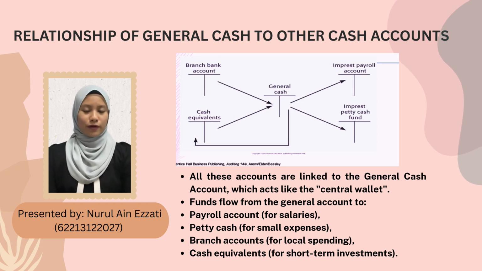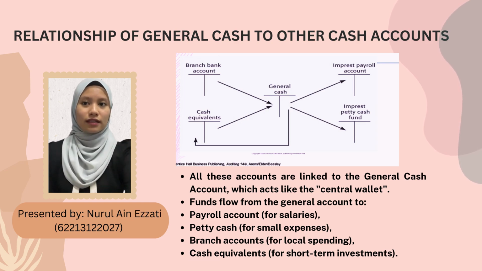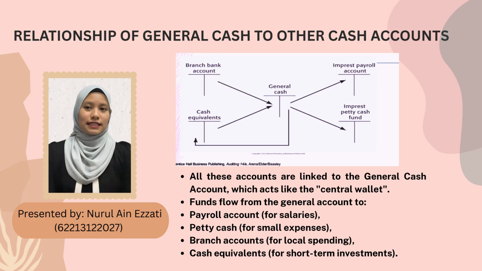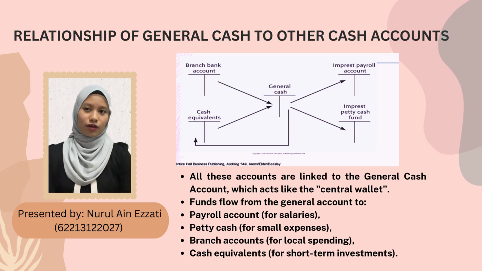Second is the imprest payroll account. This account is used just for paying employee salaries. A fixed amount of money is transferred into this account every month from the general cash account. And then the third one is the Imprest Petty Cash Fund. This is a small cash fund for daily or minor expenses like office supplies or delivery charges. The fund is topped up using money from the general account.